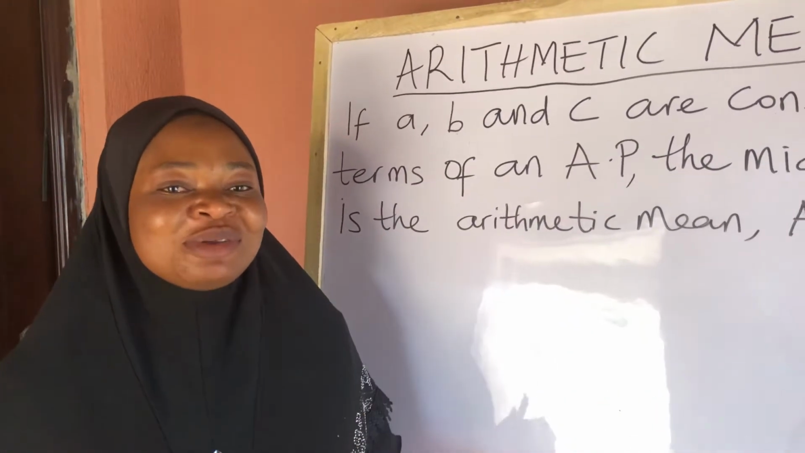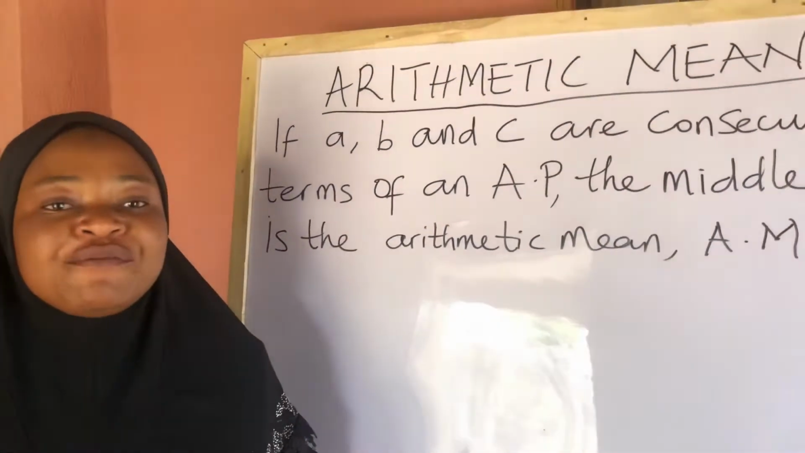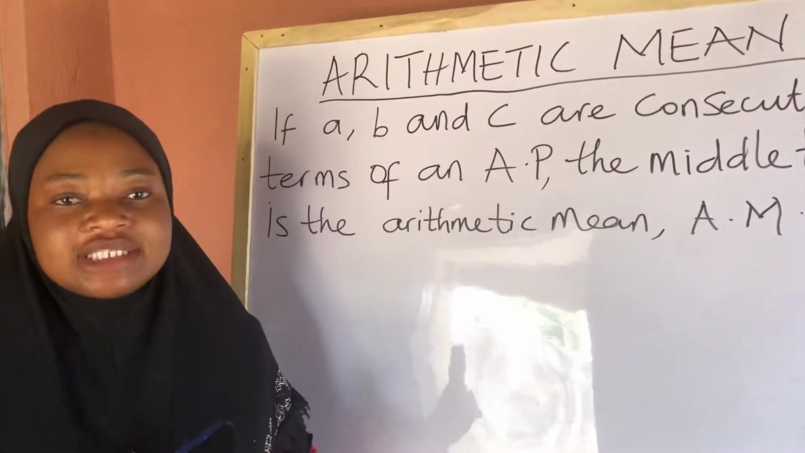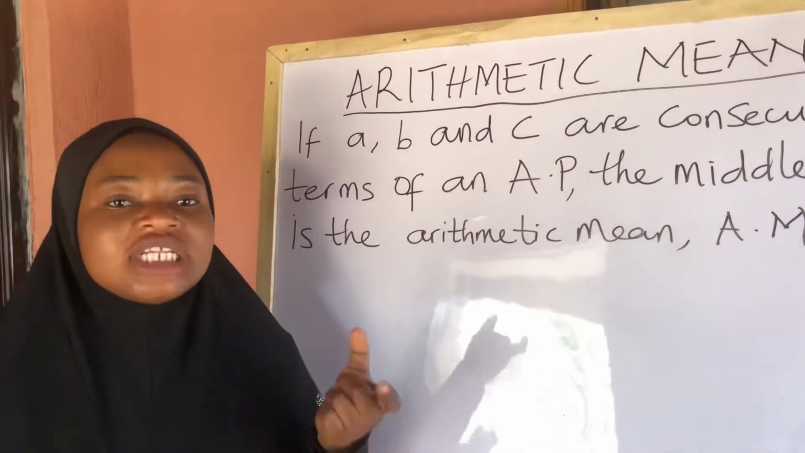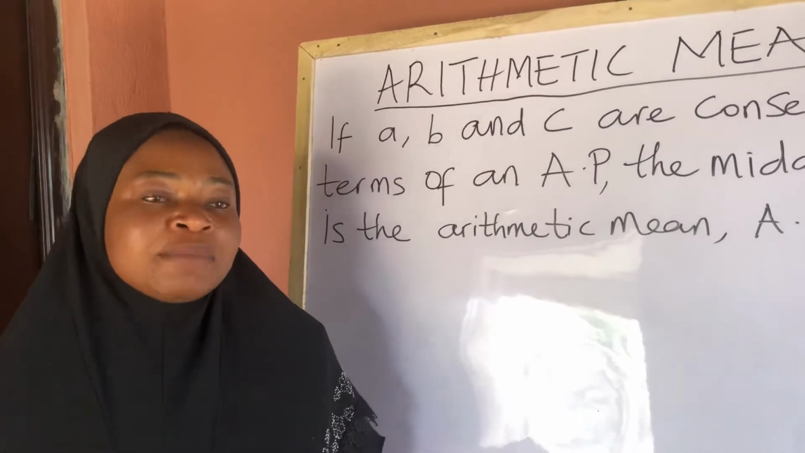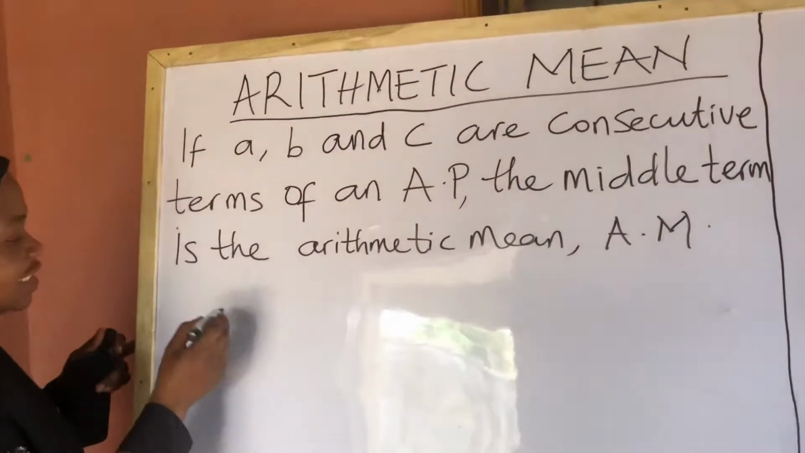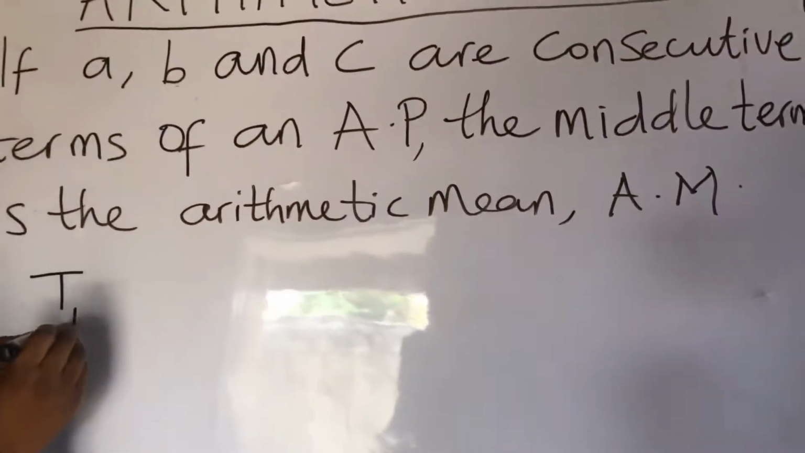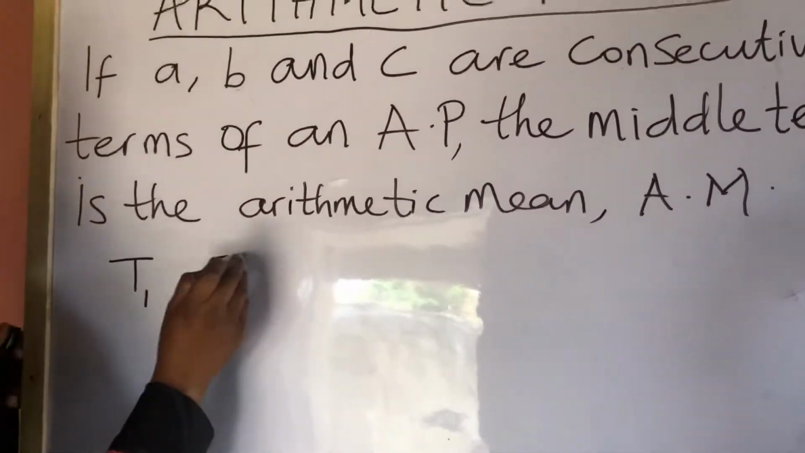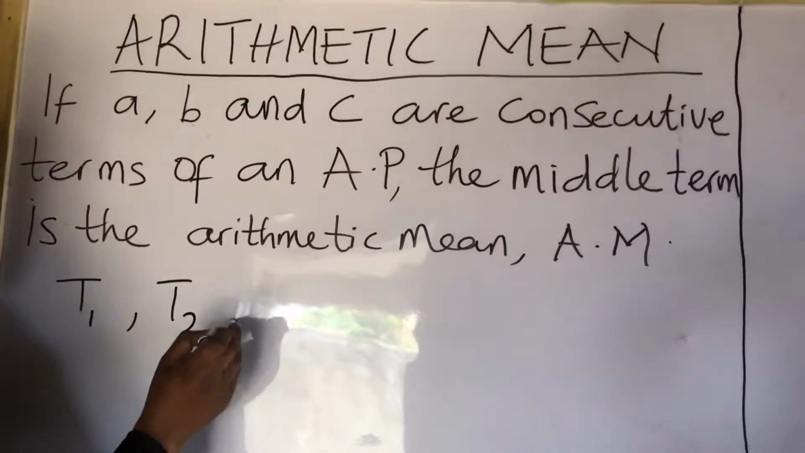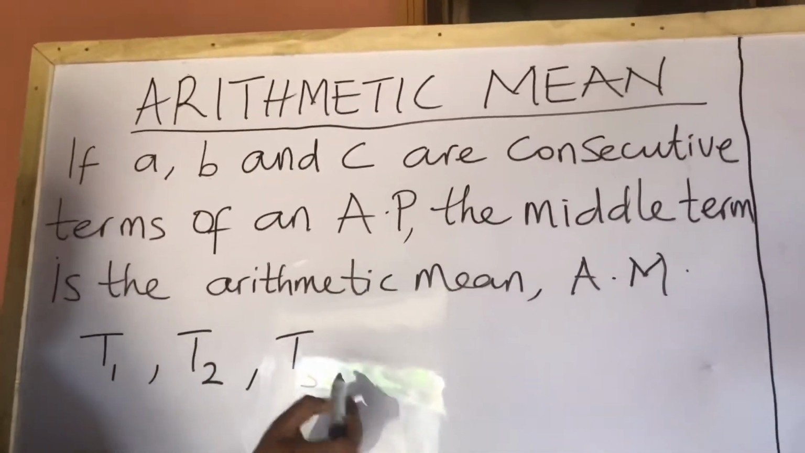So in today's class, we want to study arithmetic mean. If you are given 3 consecutive terms, the middle one is called the arithmetic mean. How do we get that? So let's do it. We have T1, that is the first term, T2, second term, T3, third term.